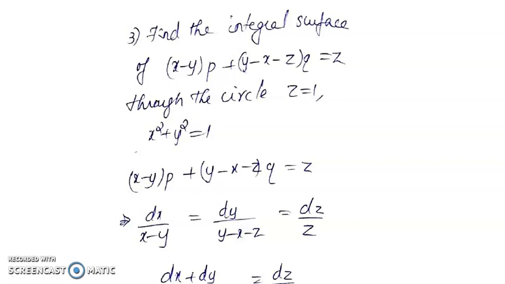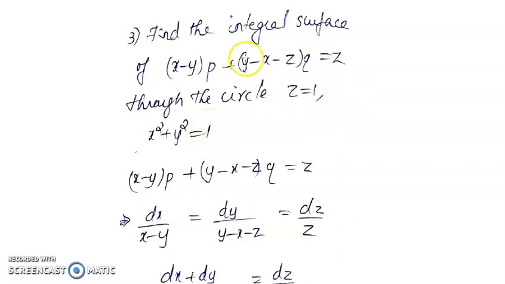Hello dear students. So in today's class we will see a few more problems on the section of the integral surfaces passing through the given curve. So today the first question is: find the integral surface of (x minus y) p plus (y minus x minus z) q equal to z, through the circle z equal to 1, x square plus y square equal to 1.